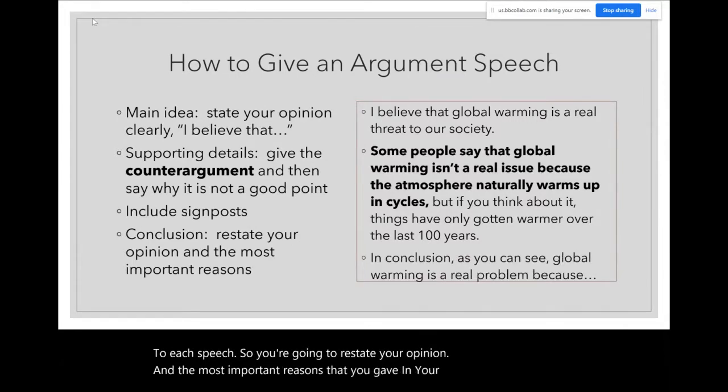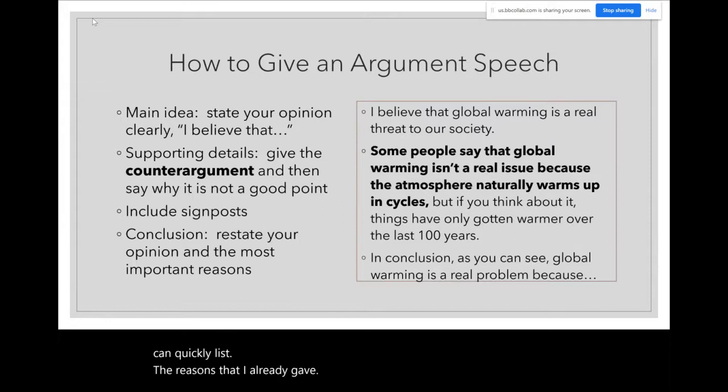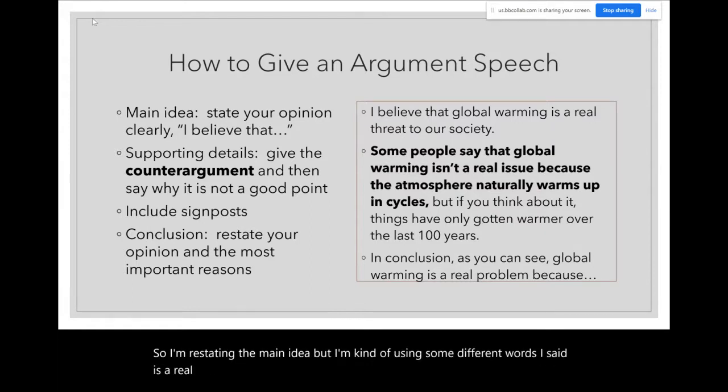So for example, on the screen here, we were talking about global warming. I would say, in conclusion, as you can see, global warming is a real problem because, and I can quickly list the reasons that I already gave. Okay, so I'm restating the main idea, but I'm using some different words. I said "is a real problem" in the conclusion. In the main idea at the beginning, I said "is a real threat."